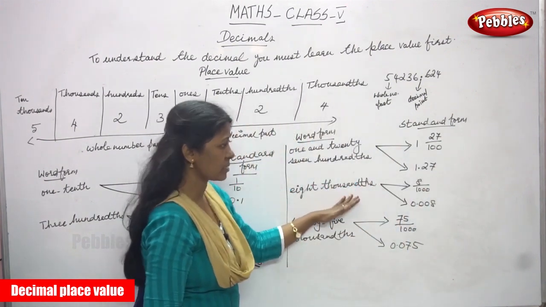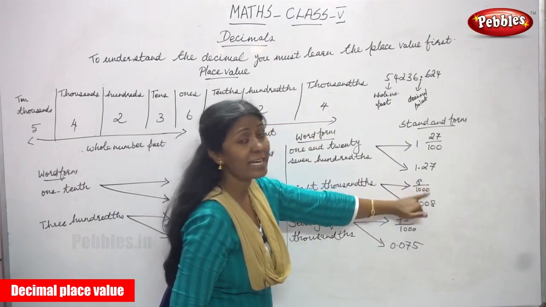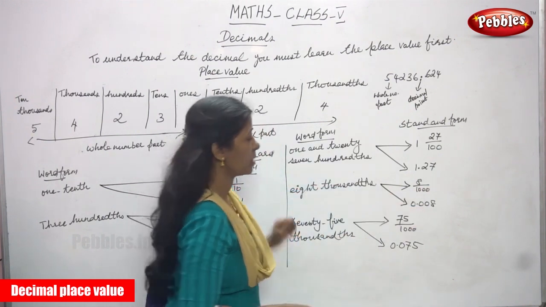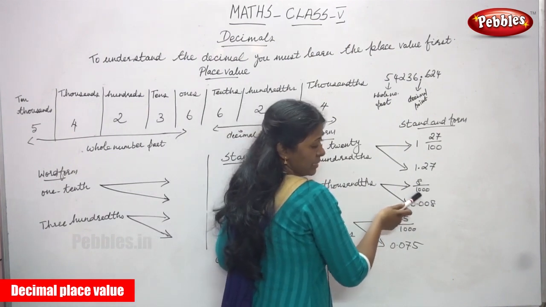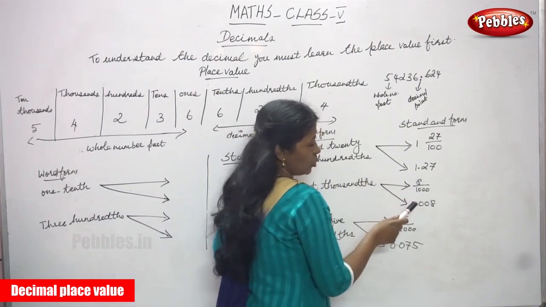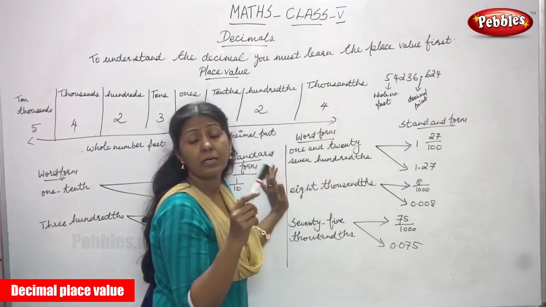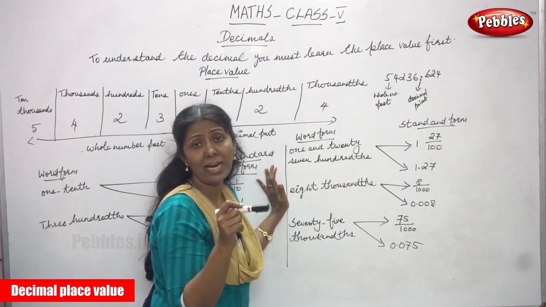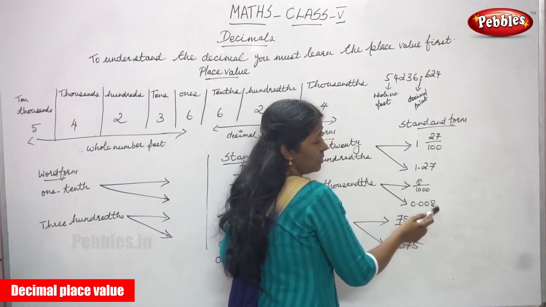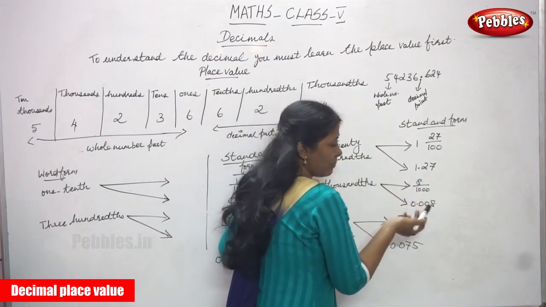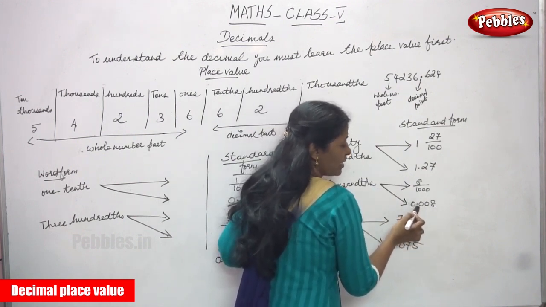And 8 thousandths. It is in a word form, and this is in standard form, 8 by 1000. After that you are going to write, look at the denominator. So 3 zeros. Here only 1 digit. So you have to write 2 more digits, but there is no number here. So if there is no number, you have to add 0. So you have to add 2 zeros after the point. Then you have to write the numerator. What is the number given in the numerator? So 0.008.